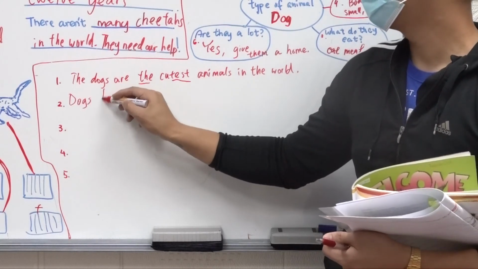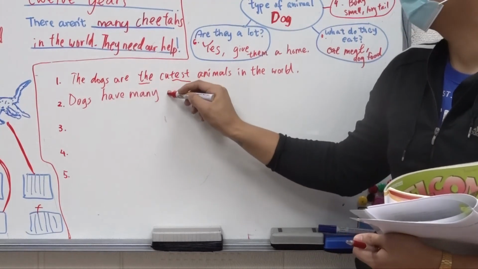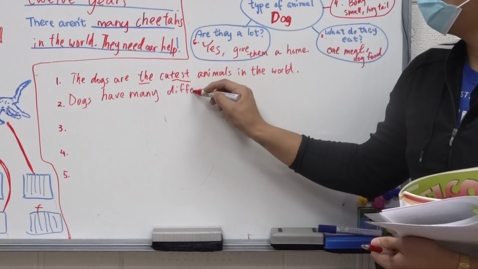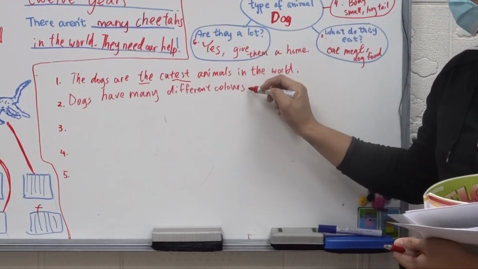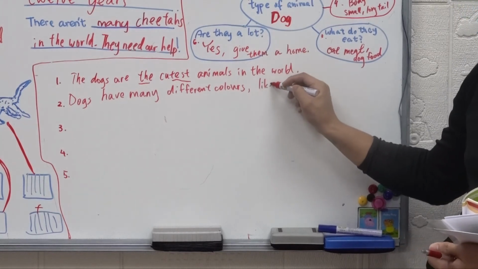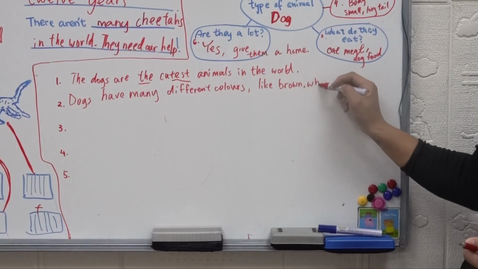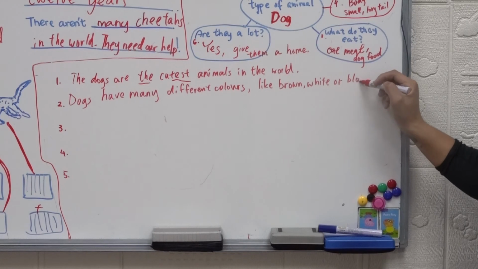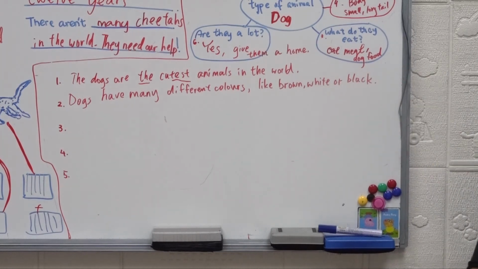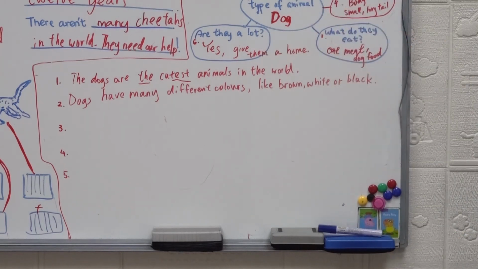dogs have many different colors, comma, like brown, white, or black. Right? You can write down some examples, okay? And then after 1 and 2 finish, let's go to 3. What do they eat, right?